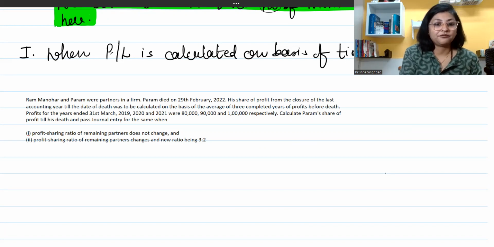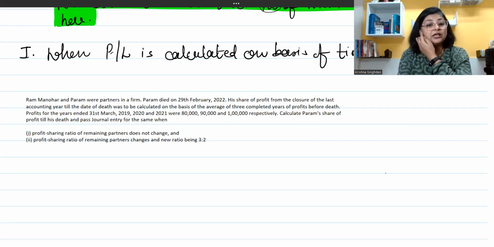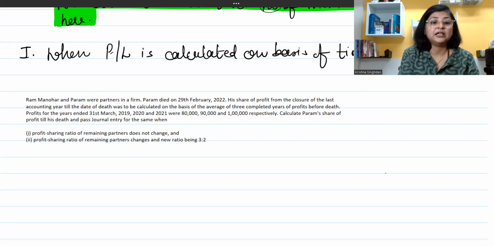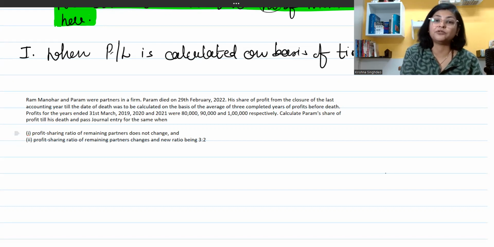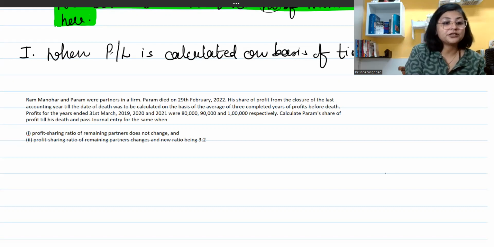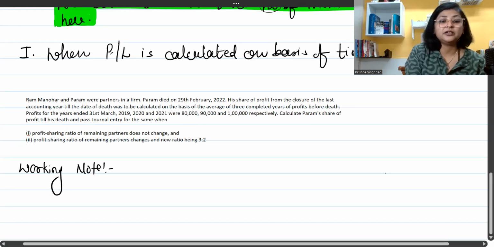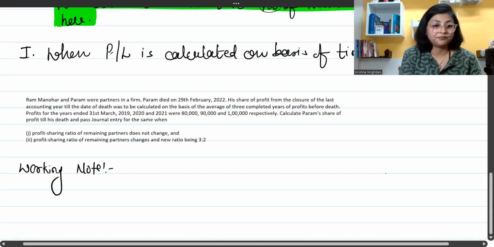And the 3 years average profit, which was 19, 20 and 21, was 80,000, 90,000, 1 lakh rupees respectively. Calculate Param's share of profit till the date of death, passing the journal entries for the same when profit sharing of the remaining partners does not change. So here we will have to open profit and loss account. So first of all, I'm doing my working over here, working note. Under working note, I will calculate the deceased partner's share of profit.